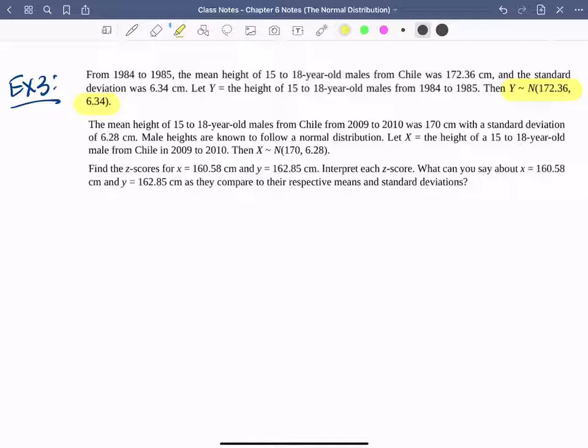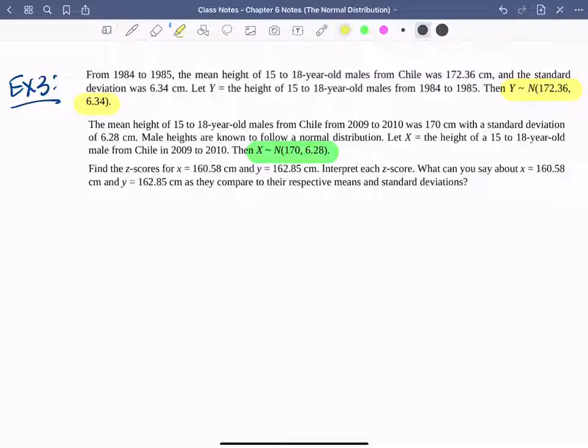The next part says the mean height of 15 to 18-year-old males from Chile from 2009 to 2010 was 170 centimeters with a standard deviation of 6.28. Male heights are known to follow a normal distribution. Let X be the height of 15 to 18-year-old males from Chile in 2009 to 2010. And now here's our next part: X is normally distributed, and your mean is 170, standard deviation 6.28.